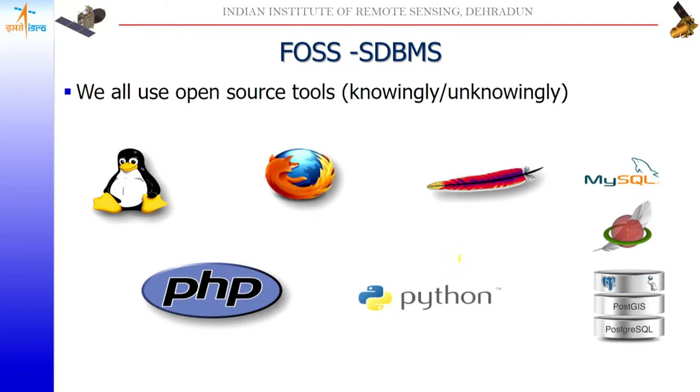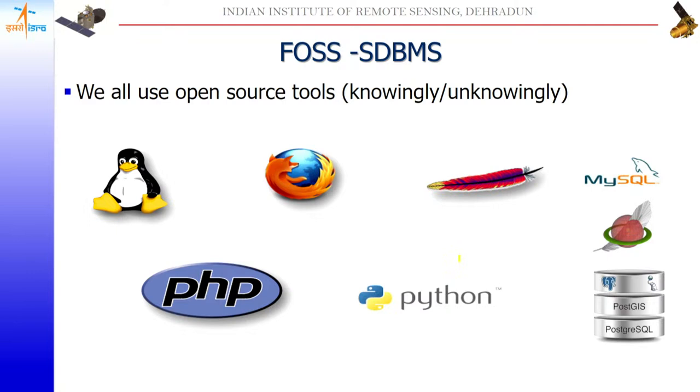In the first lecture, you must be aware that there are various open source tools available in both the non-spatial and the spatial domain. If I talk about the non-spatial domain, the widely used OS is Linux, Firefox is a very popular open source web browser, and Apache, PHP and Python are widely used languages for writing custom code, either for desktop, web or other applications.